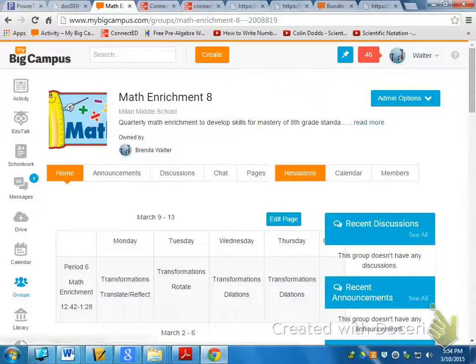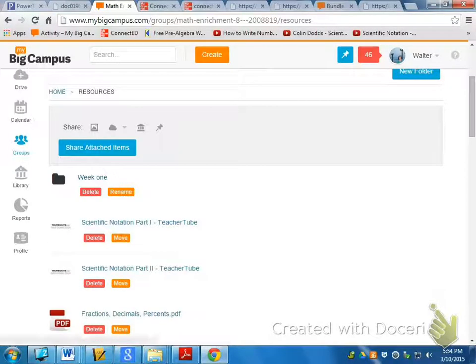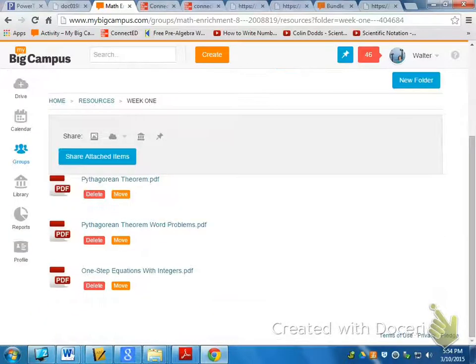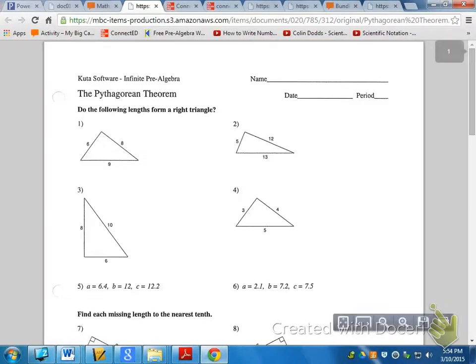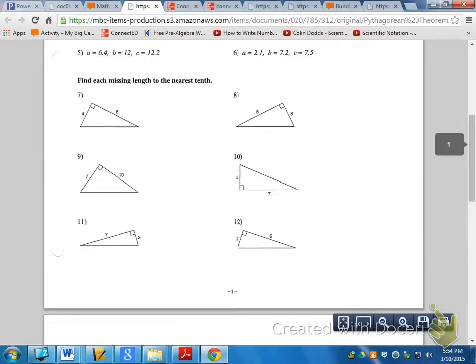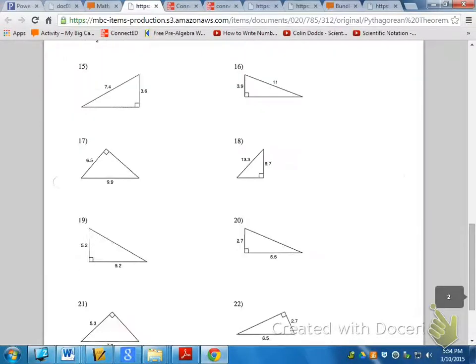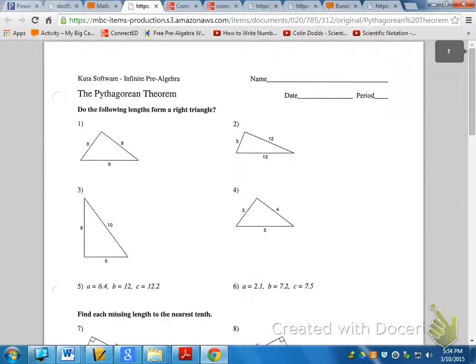On this page, you will then go to Resources, and that's where you'll find your assignments. You should have a folder labeled Week 1. So I want you to go in Week 1, and today our lesson is going to involve Pythagorean Theorem. When you go to the Pythagorean Theorem sheet, this will actually be your homework assignment, but oftentimes in enrichment, I'll pull up the actual homework assignment, and then I will do some problems from that assignment to show you exactly what to do, and then you'll have to do the remaining problems on the page. Notice this one has 22 problems. I will do a few of these today.